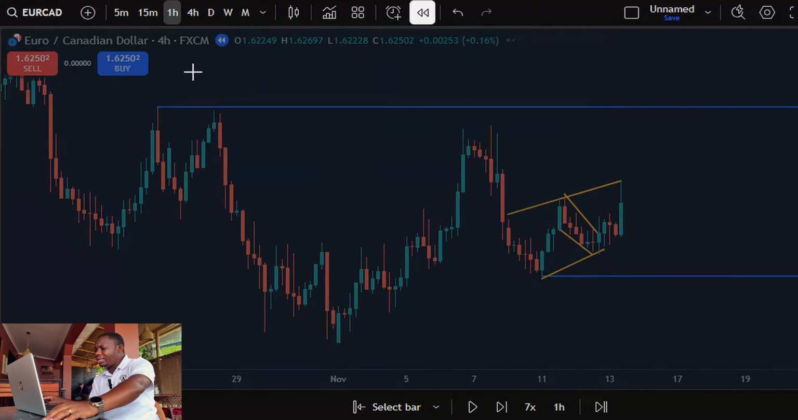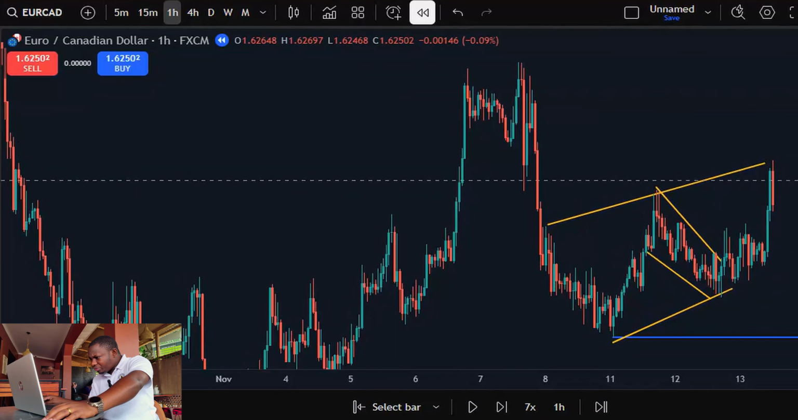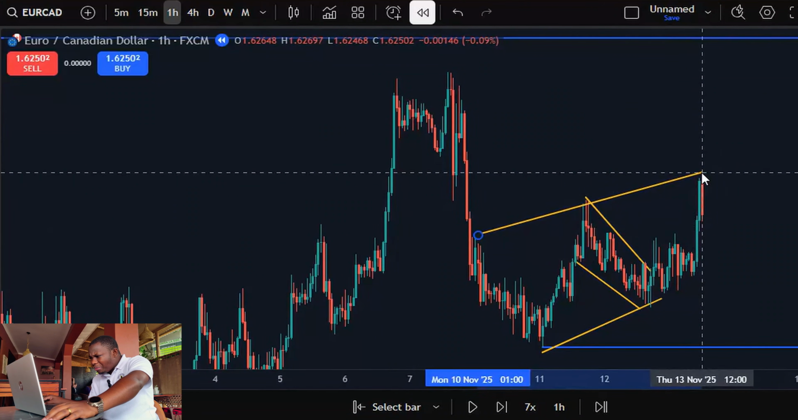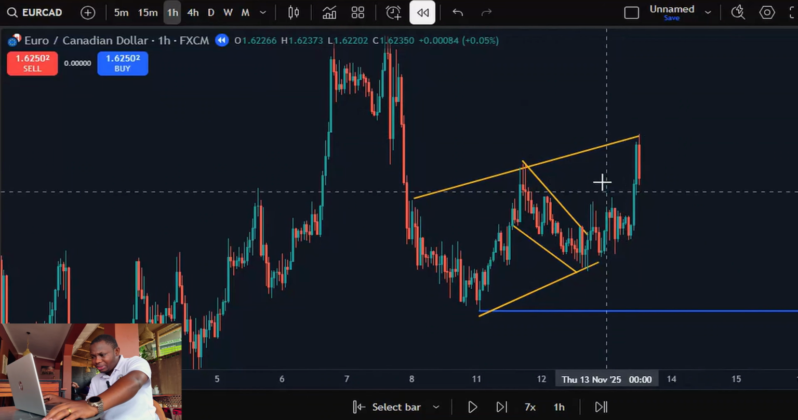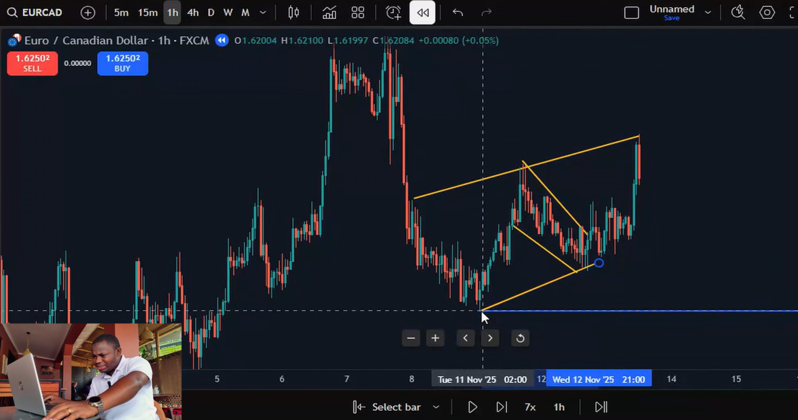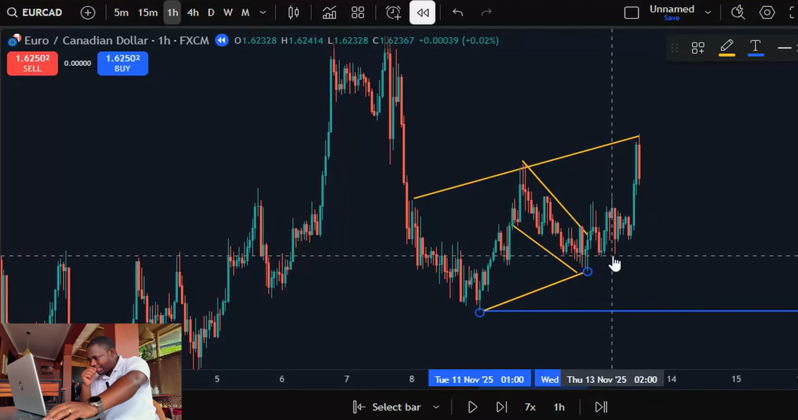Now, let us go into the H1 time frame and see the price for what it is. For an amateur, what they will see is a clear, complete structure or pattern, which is still fine and fair. I'm not trying to say there is anything wrong with that.